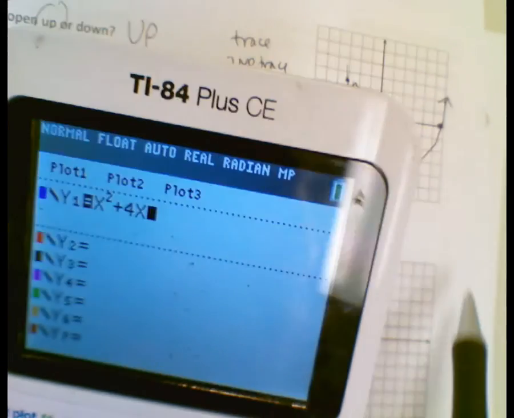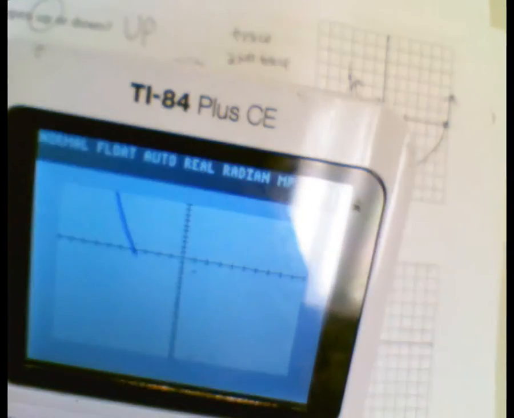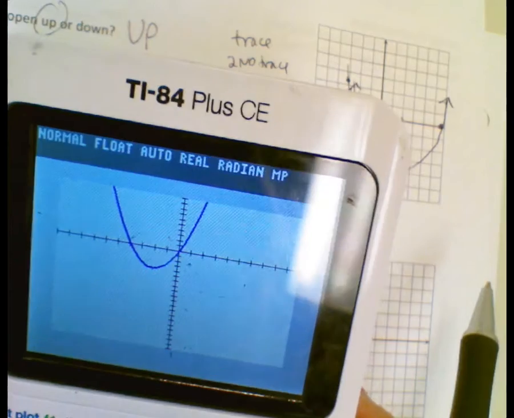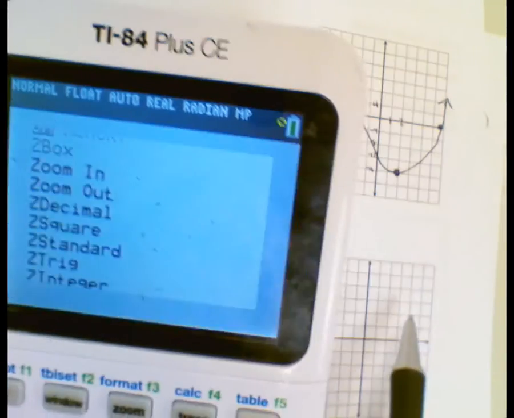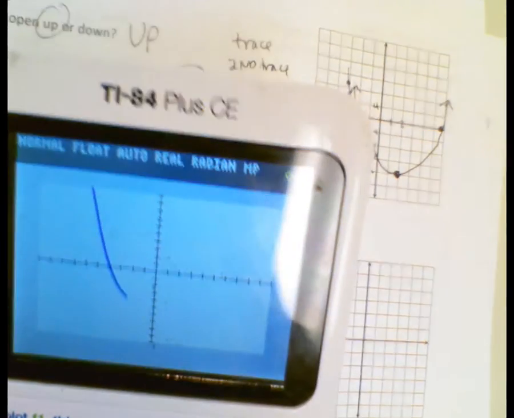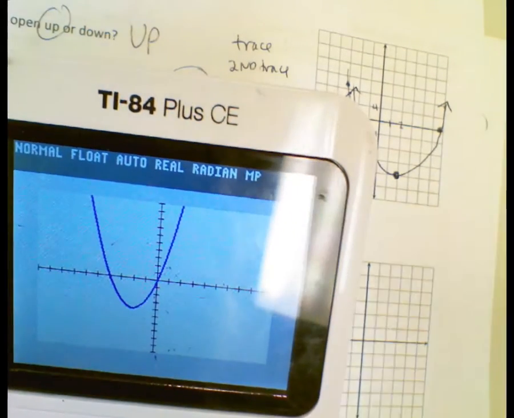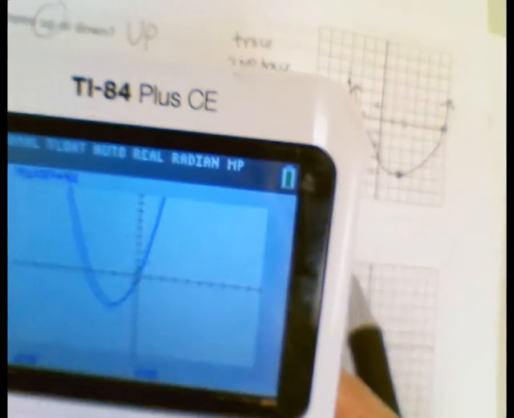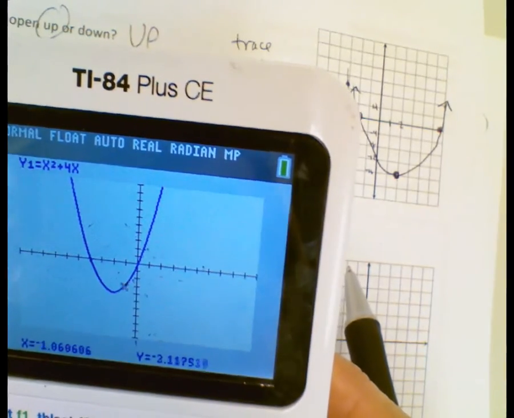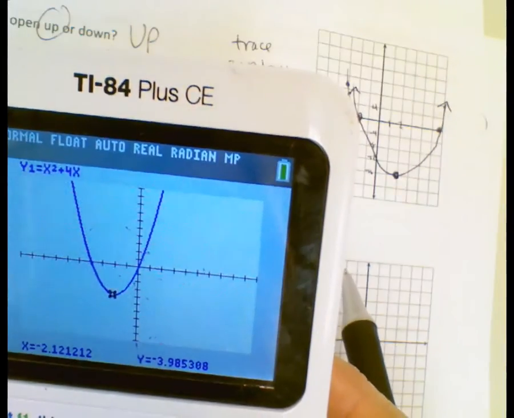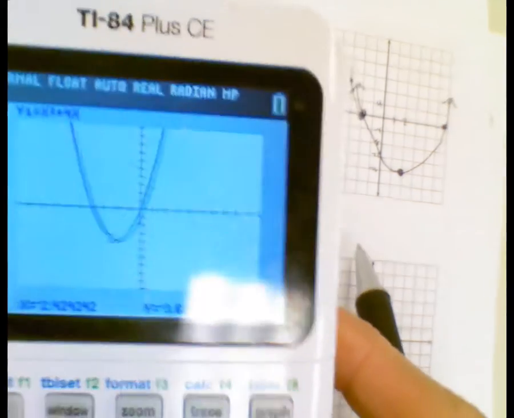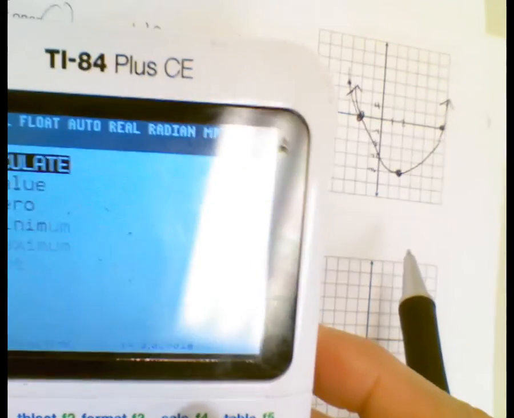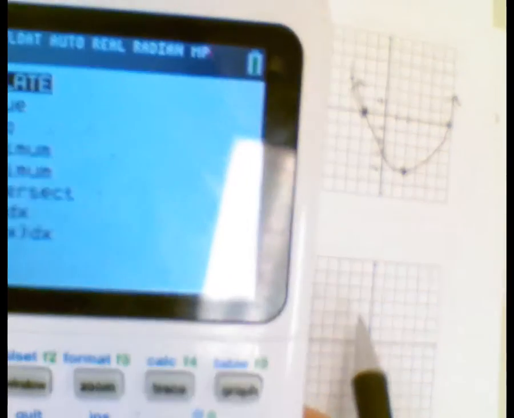So graph it. We can press zoom 6 again to get that, because the other one, we didn't need all that bottom half. All right, so the vertex. Let's go ahead and press trace. Move our spider close to the vertex down here with our left arrow. Go slightly to the left of it. Now press second trace. It's a minimum again, so press 3.